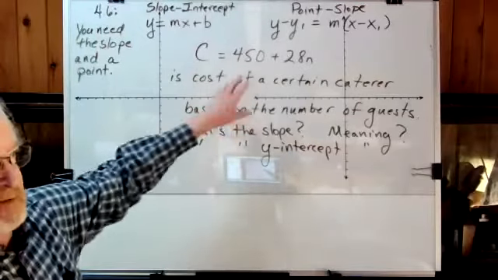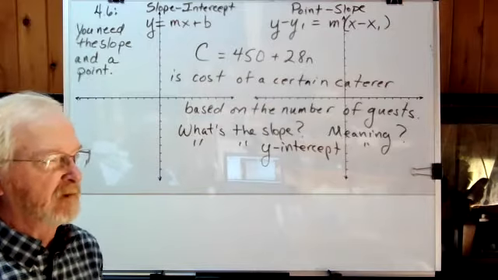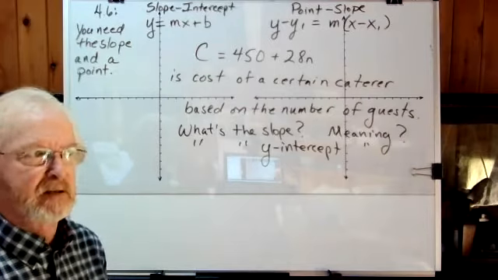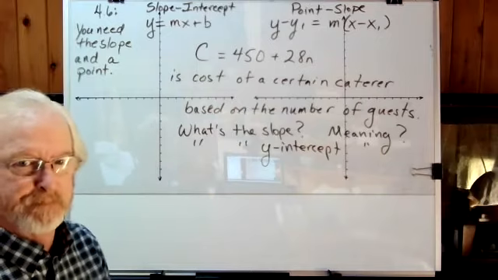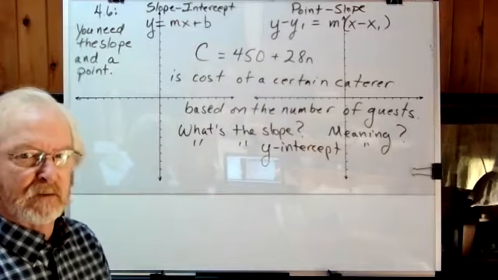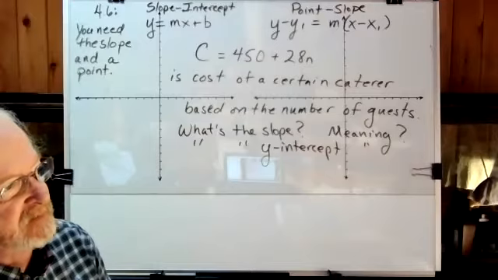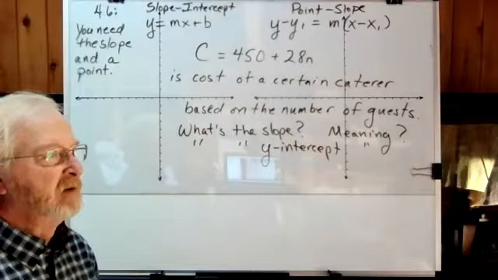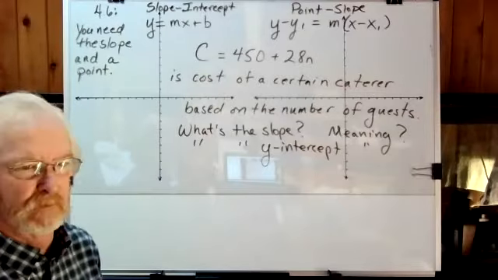I just pulled up this problem I remembered and wrote it up on the board. It's actually kind of out of 4.5 in the text, I think. There's an equation that supposedly represents what your cost would be to hire a certain caterer for a banquet of some sort. My first question is, what's the slope in that equation, and what does it mean? The second question is, what would be the y-intercept of that equation, and what would that mean? What does the y-intercept stand for?